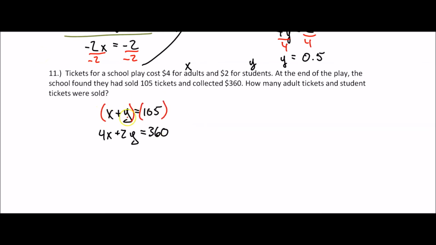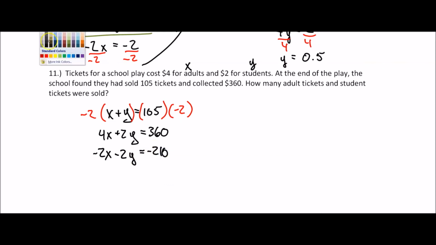But I'm going to multiply this first equation by -2. You could also multiply by -4 to eliminate the x's, but I'm always going to choose the value that's a little bit smaller. Okay, so that's -2x minus 2y equals -210. And then I just add these up.